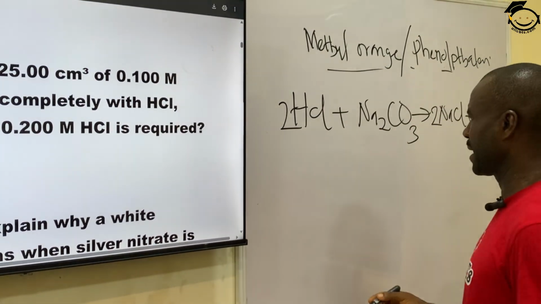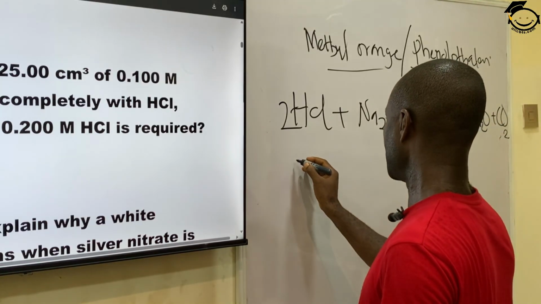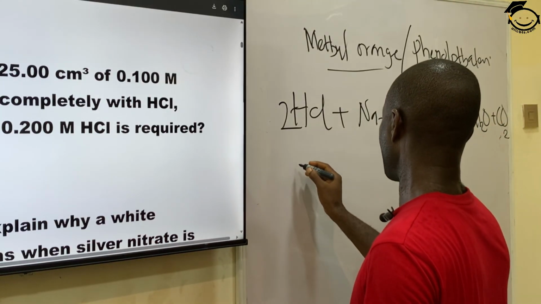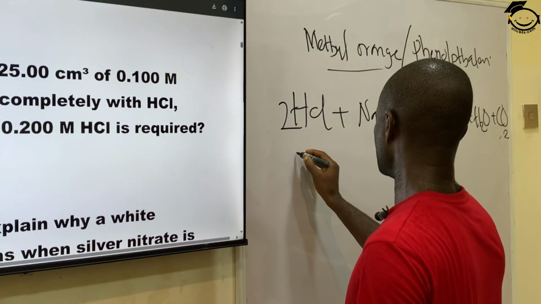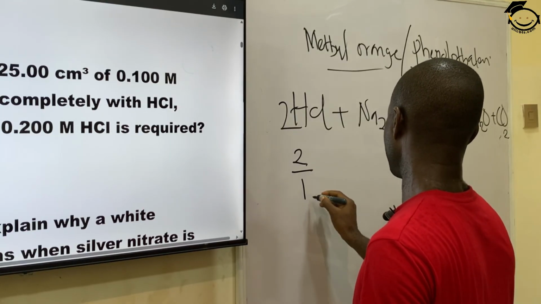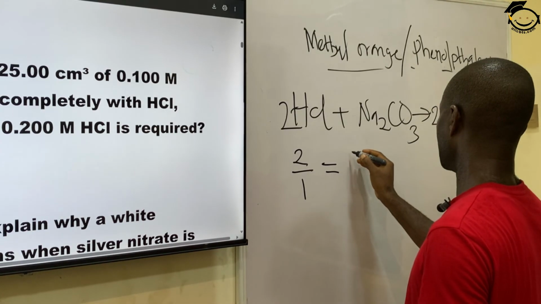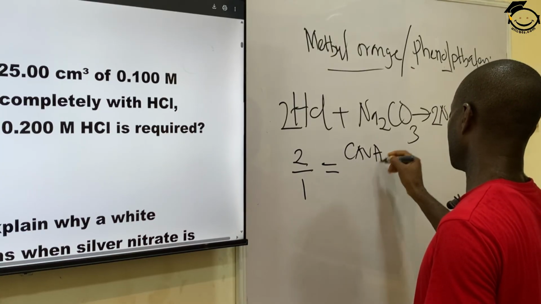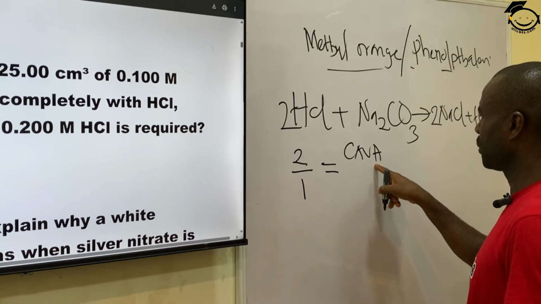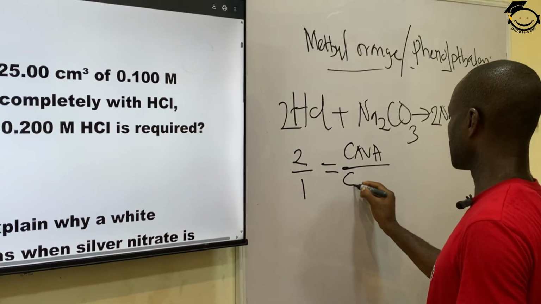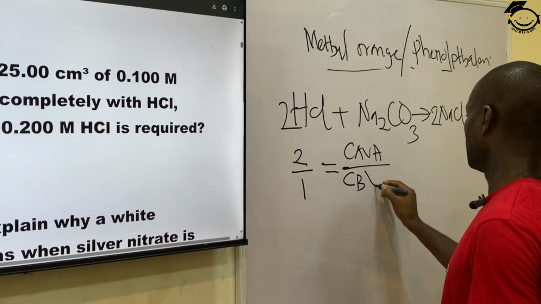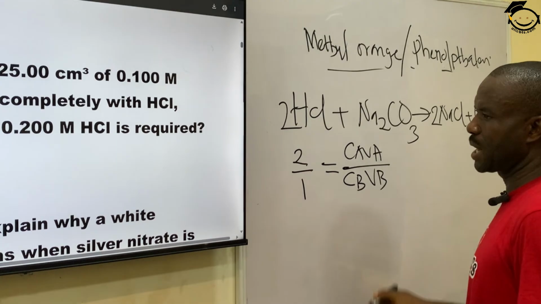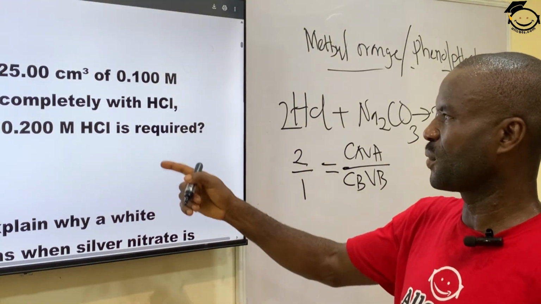So going by this, we have molar ratio. We have 2 of the acid reacting with 1 of the base, giving you CaVa, that is concentration of the acid, volume of the acid, all over concentration of the base, Cb, volume of the base. So, our question is, we are looking for the volume.